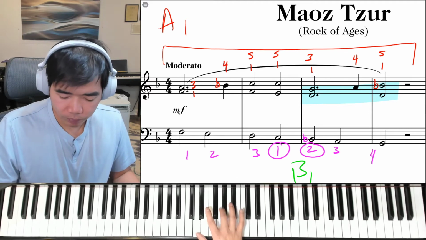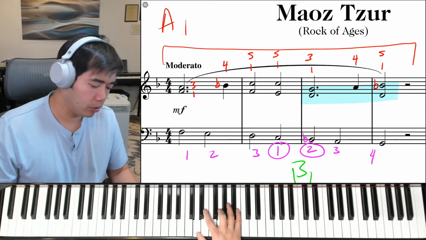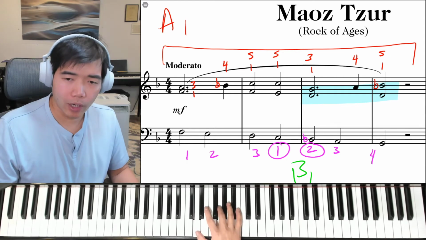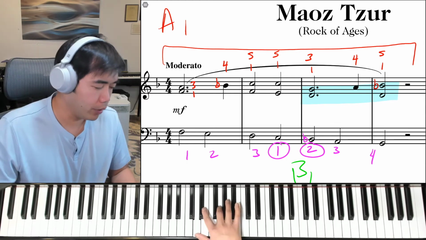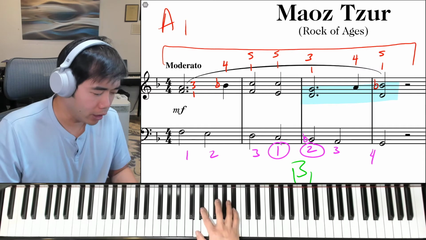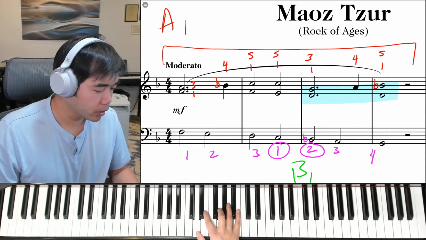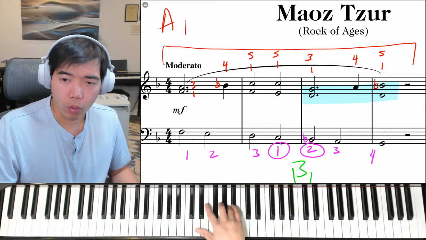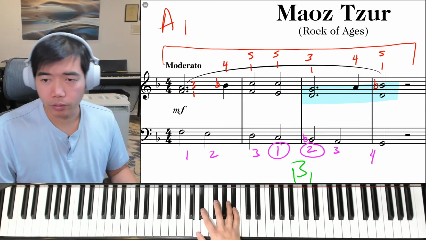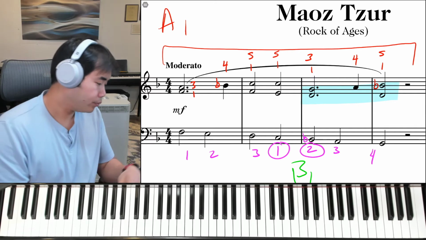Let's try it together. So D, G, 1, 3. Here we go. 3, 4. 1, 2, 3, 4, 1, 2, 3. Again. 1, 2, 3, 4, 1, 2. So that's how you play that part.